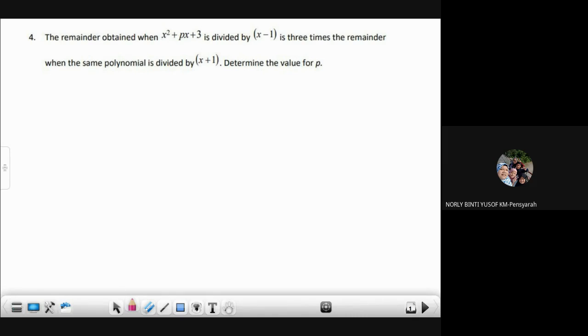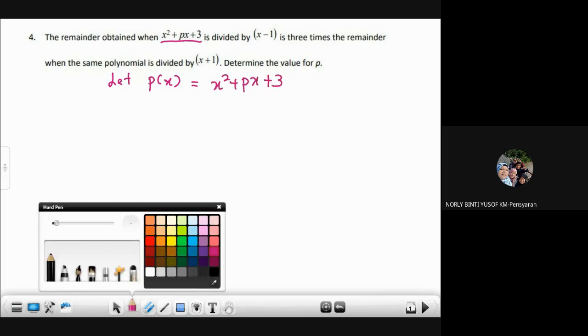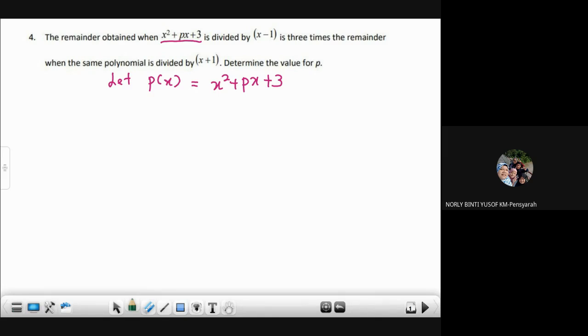Soalan nombor 4 tu, dia kata the remainder obtained when x squared plus px plus 3 is divided by x minus 1 is 3 times the remainder with the same polynomial divided by x plus 1. Determine the value of p. So yang pertama sekali, this is your dividend lah, that means your P(x). So let P(x) equals x squared plus px plus 3. Okay, and then it's said to be divided by x minus 1. So divided, this is your divisor. Divisor lah, D(x).